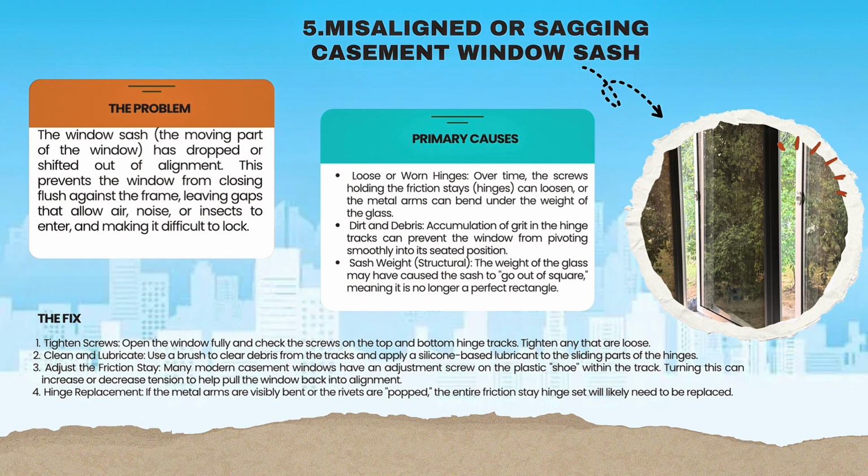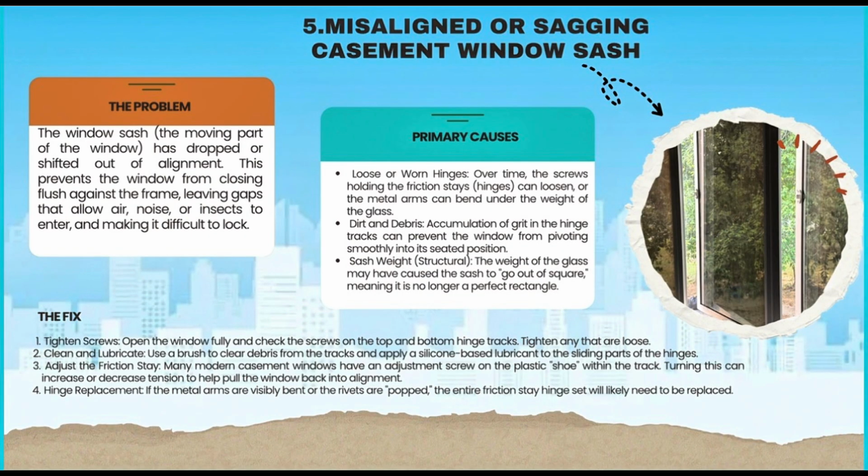The fix is, first, tighten screws. Open the window fully and check the screws on the top and bottom hinge tracks. Then clean and lubricate. Use a brush to clean debris from the tracks and apply a silicone-based lubricant. And the third, adjust the friction stay. Many modern casement windows have an adjustment screw on the plastic shoe with the block. And the last, hinge replacement.